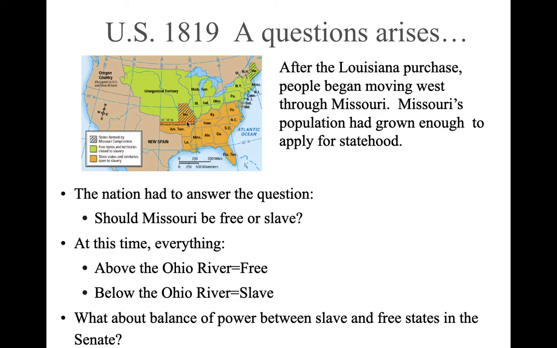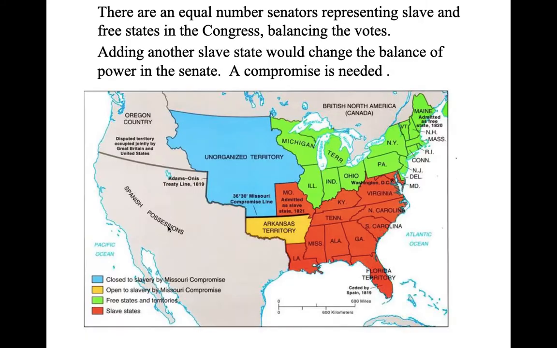Please remember that line, 36°30′. And we'll make that a slave state. And then we'll make Maine, which was formerly Massachusetts, we'll make this area up here a state, but we'll make it a free state. So Missouri and Maine came in at the same time. One is a free state and one is a slave state.